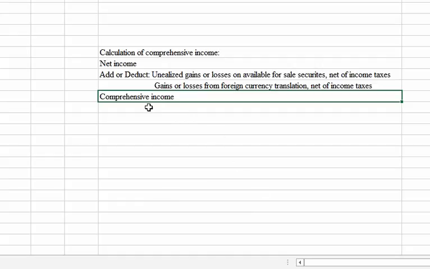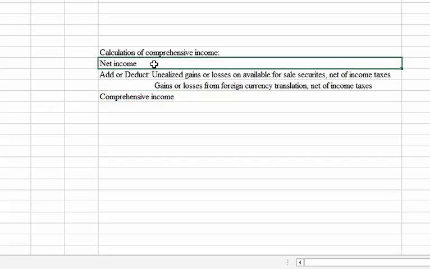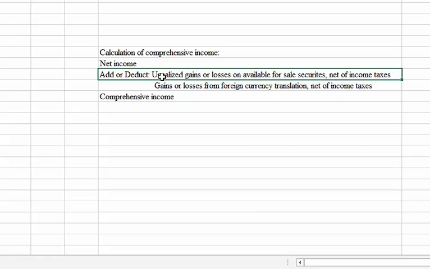Okay, so here's our formula. This would appear on the income statement below net income, but only for companies that had these other comprehensive income items. So we'd start with net income and we'd add or deduct. Add gains, of course, deduct losses. The first category is unrealized gains or losses on available for sale securities. We're going to show all these net of income taxes, and we'll talk about that in a second. Unrealized gains or losses on available for sale securities.